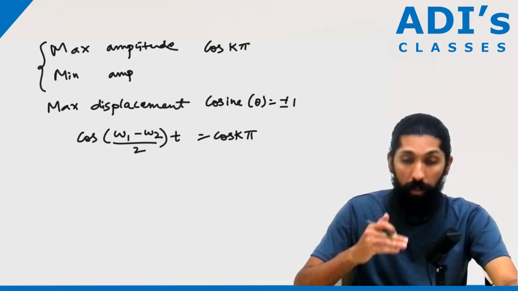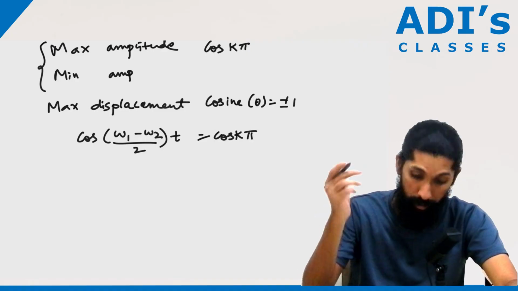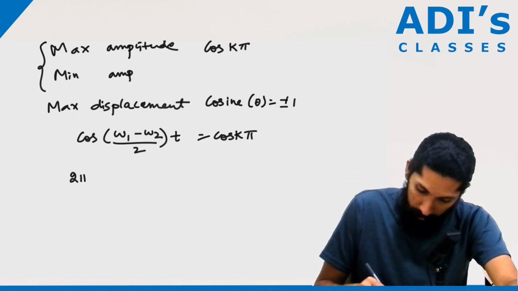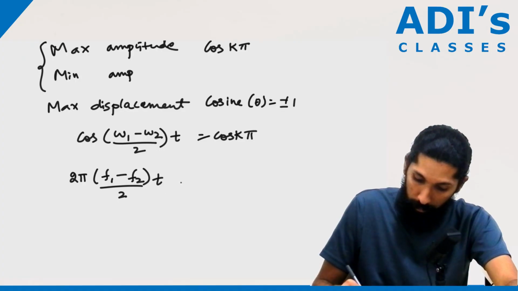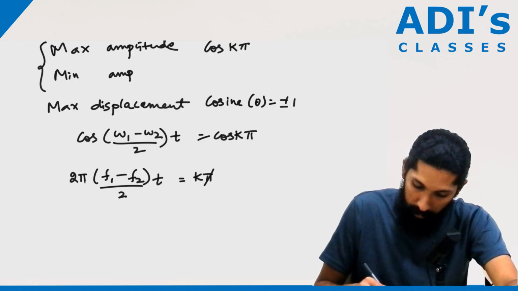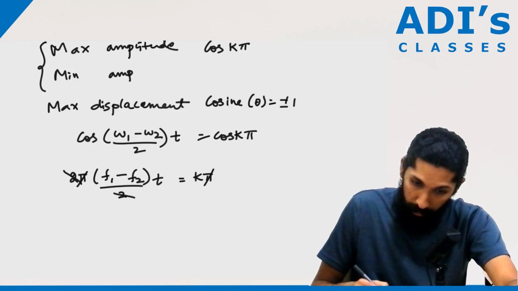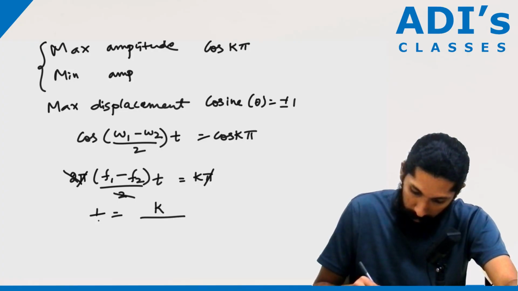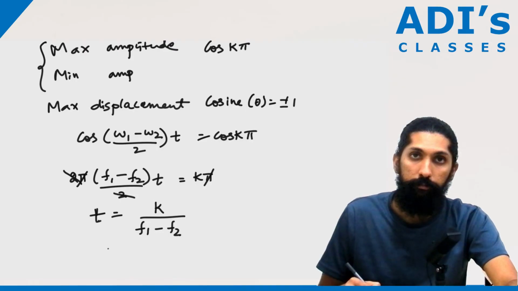Now in this case, omega 1, omega 2 are 2 pi f1, 2 pi f2, so we'll write in terms of the frequencies. So what you have now is that 2 pi into (f1 minus f2) by 2 into t is equal to k pi. Pi and pi cancels, 2 and 2 cancels, isn't it? Now what do we have? So you are going to have t is equal to k divided by (f1 minus f2). This is going to be the time, correct?